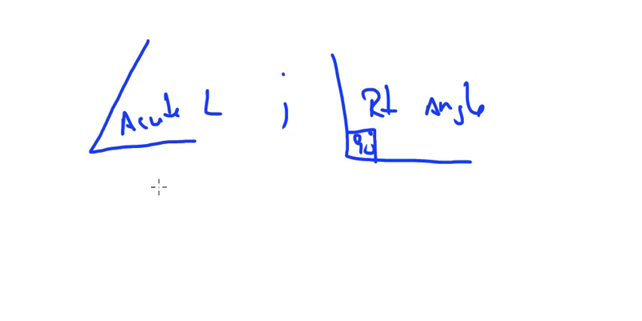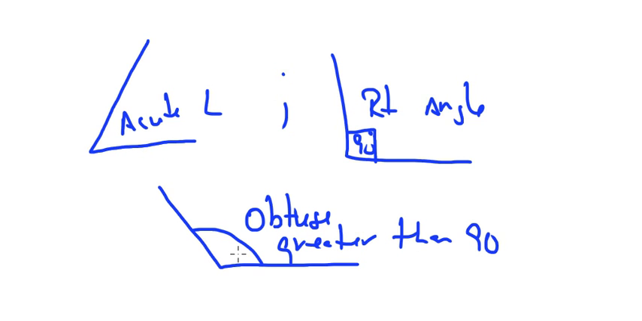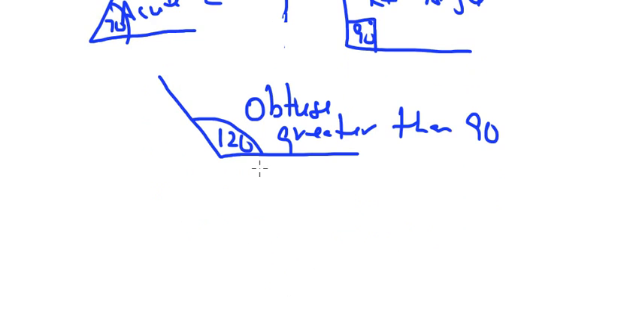Then we can also have this type of angle, where the angle, once we measure it, is going to be greater than 90, and when it's greater than 90, it's called obtuse. So maybe it's 120. Okay? Acute here, this might be 70. Alright, so that's a bit of a review.